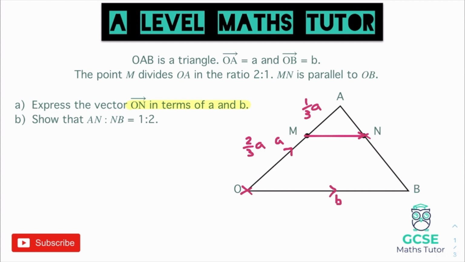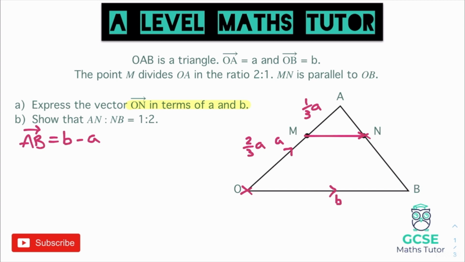So the first vector we're going to find here is A to B. So if we look at the vector A to B, that means we're going to have to go from A down to O and then over to B. So that is going to be minus A plus B. And just to make that look a little bit neater, we'll write that as B minus A, just so we reduce our amount of negatives.